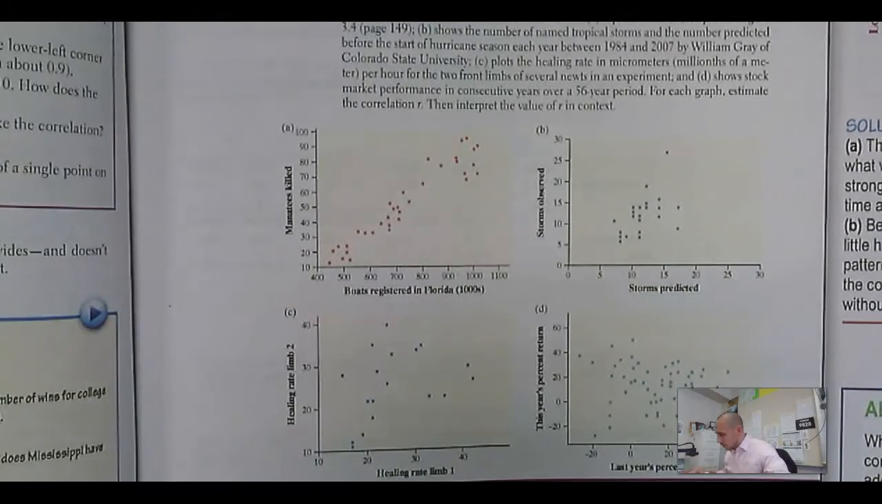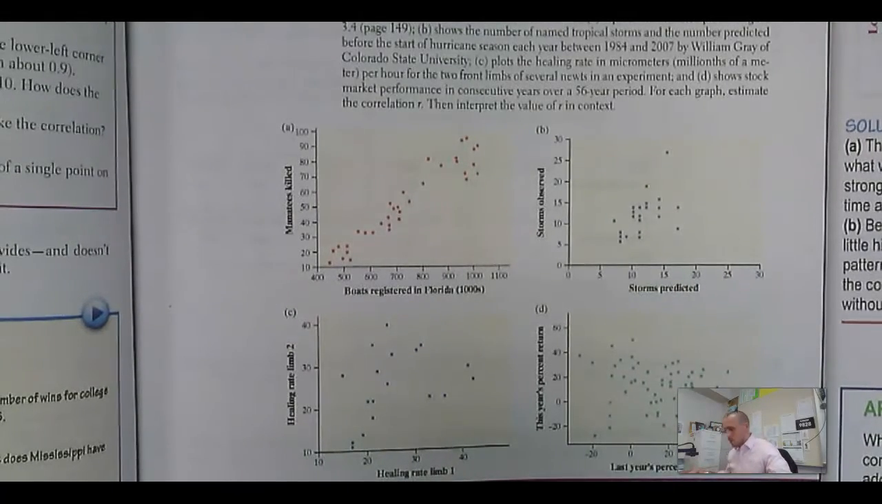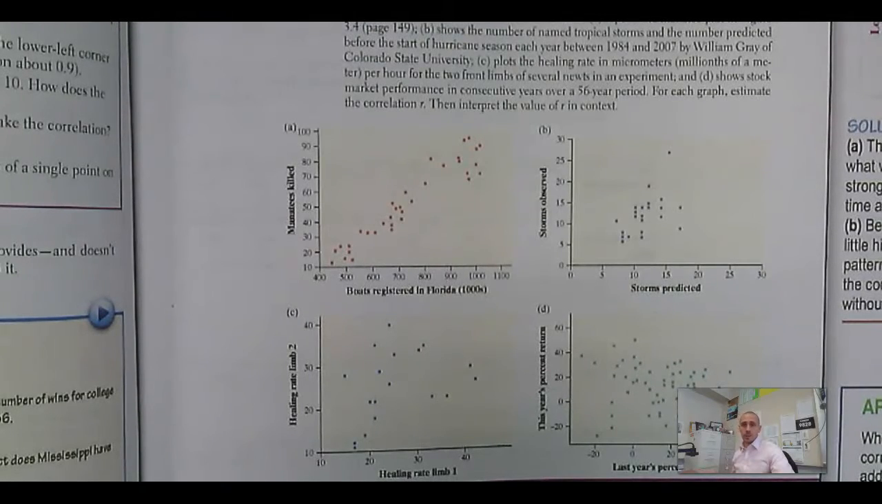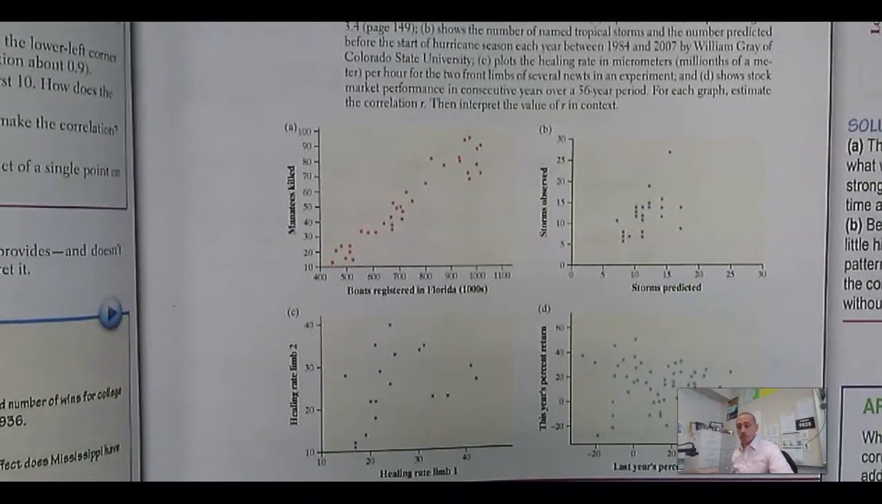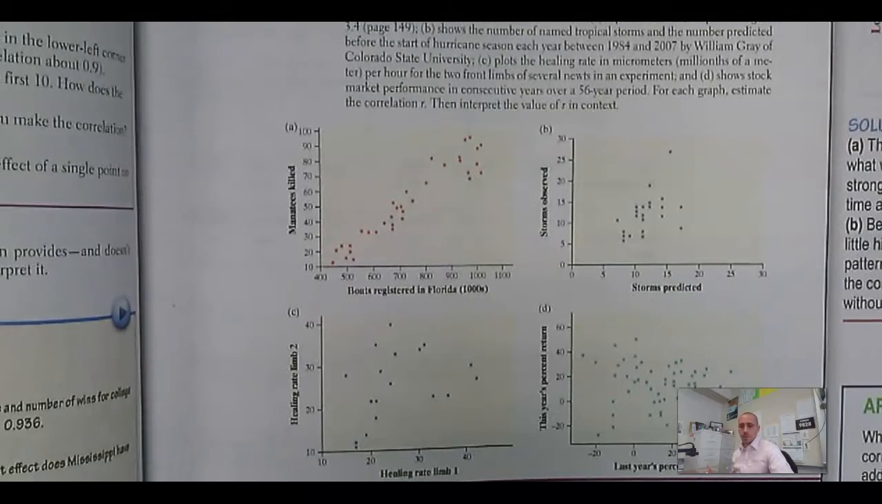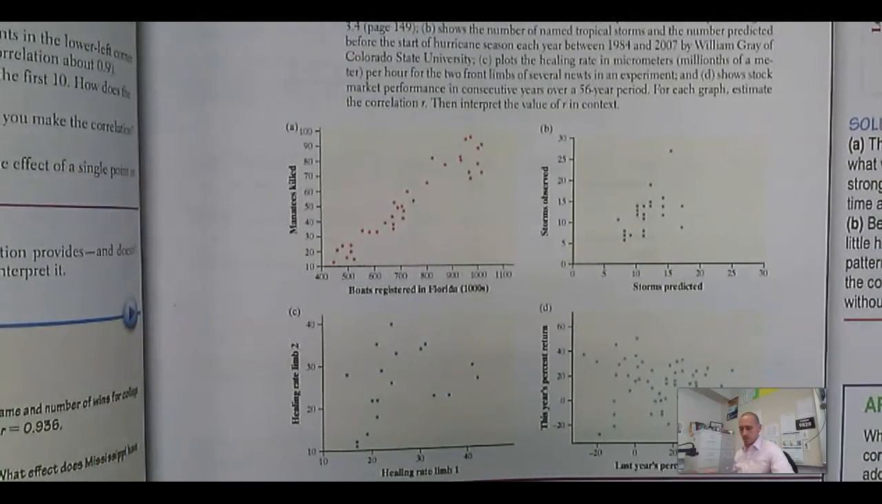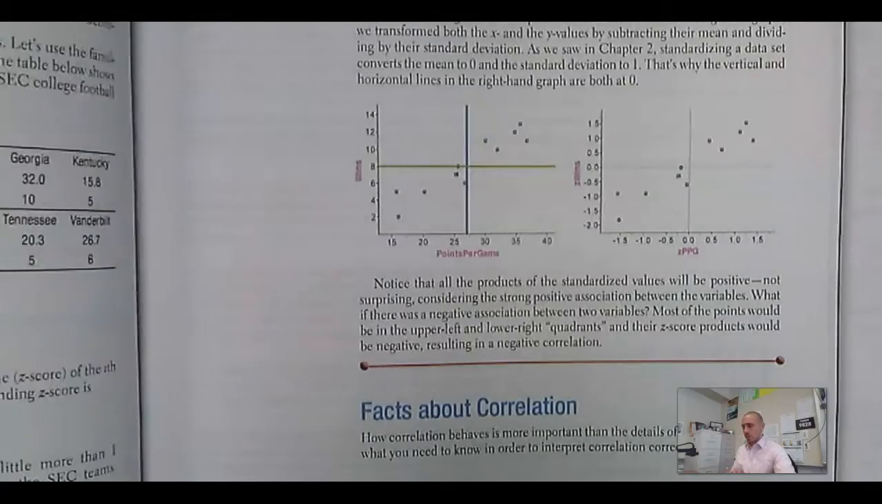What is this talking about? Interpreting correlations. So if you're asked to interpret the correlation, it's just the strength and the direction of the linear form. So if my correlation is 0.9 between height and arm span, then there's a strong positive linear association between height and arm span. In general, as one goes up, the other goes up.